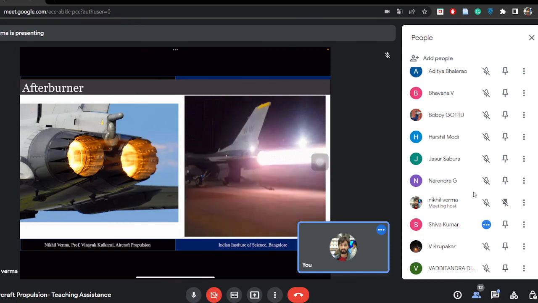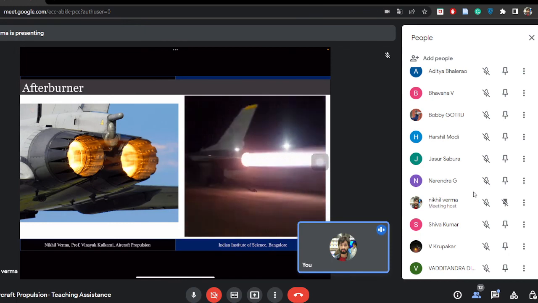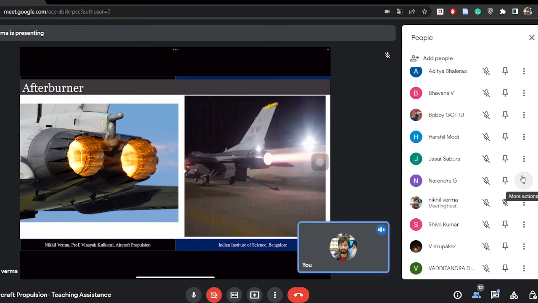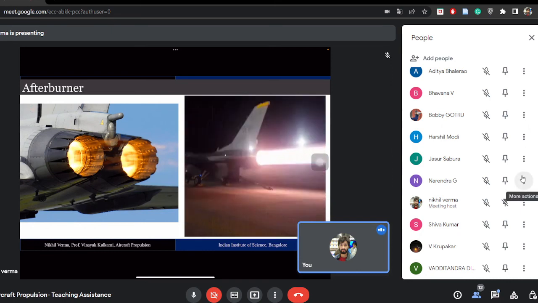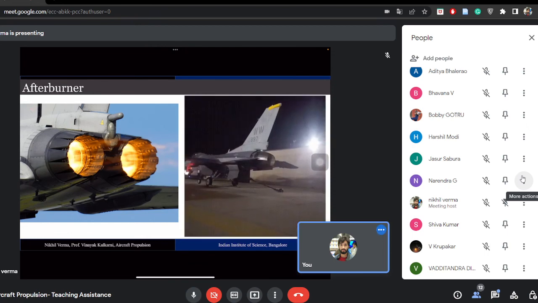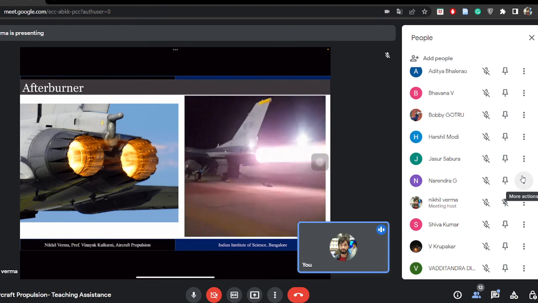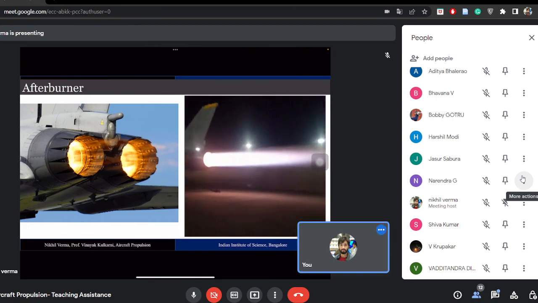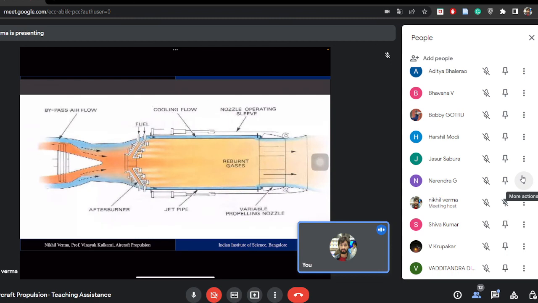Right. For fighter aircraft, if you want to increase the thrust, what we usually do is take the energy from the turbine to run the compressor. The rest of the energy, the bypass air that is there, we mix. This is the afterburner. This is a typical design for an afterburner.